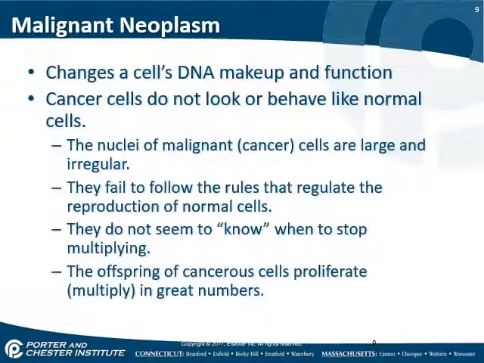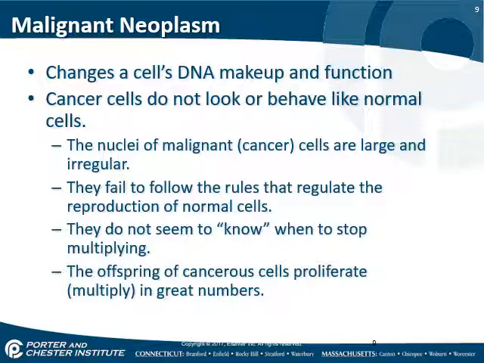Now, a malignant neoplasm has a cell that has a change in its DNA makeup and function. These do not look or behave like normal cells. The nuclei of these cells are large and irregular. They fail to follow the rules that regulate the reproduction of normal cells. They don't seem to know when it's time to stop multiplying. And the offspring of cancerous cells proliferate, replicate, or multiply in great numbers. And these can destroy surrounding tissue while spreading to distant parts of the body.